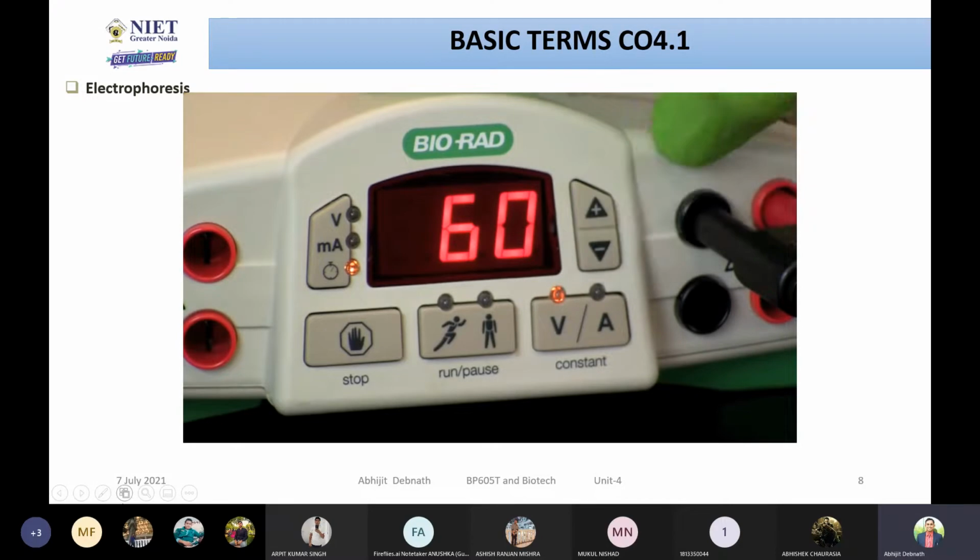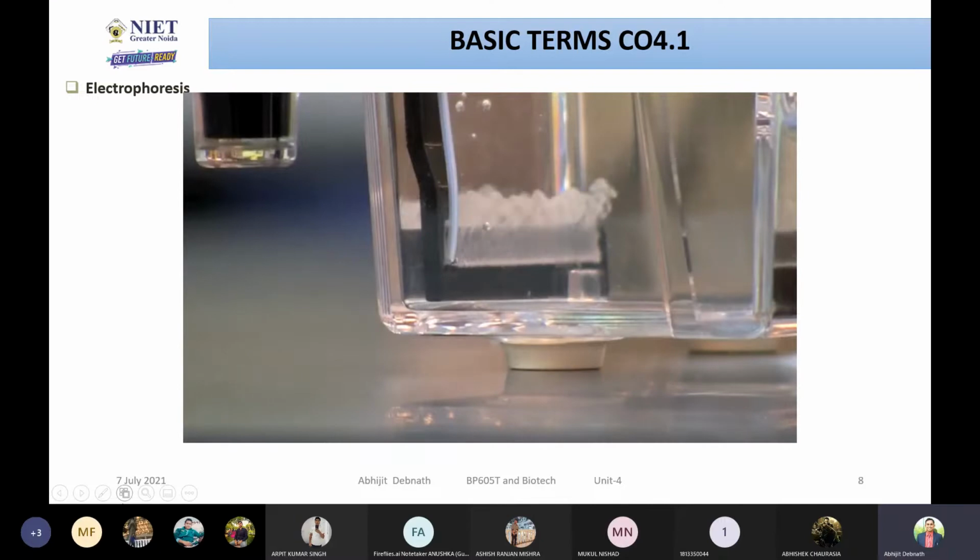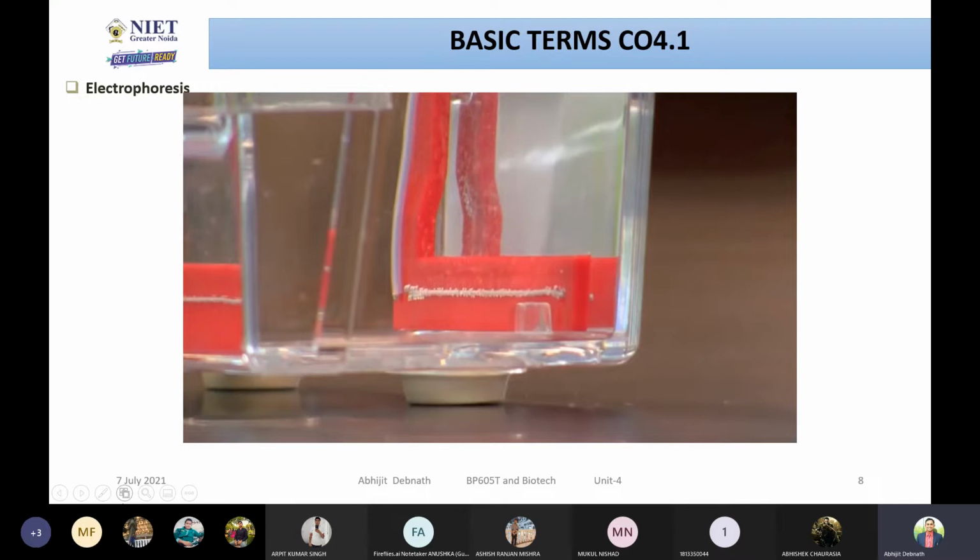Press the start button to begin the flow of current that will separate the DNA fragments. And then run. Then start the activity. At this point, you should be able to see bubbles coming from the wires at each end of the gel box. Notice that the positive or red electrode has fewer bubbles than the negative or black electrode.